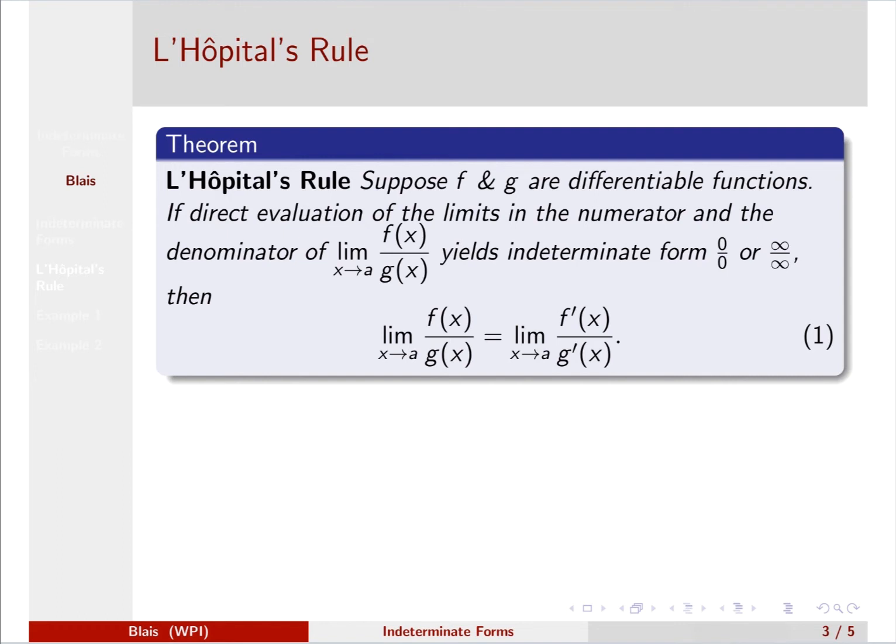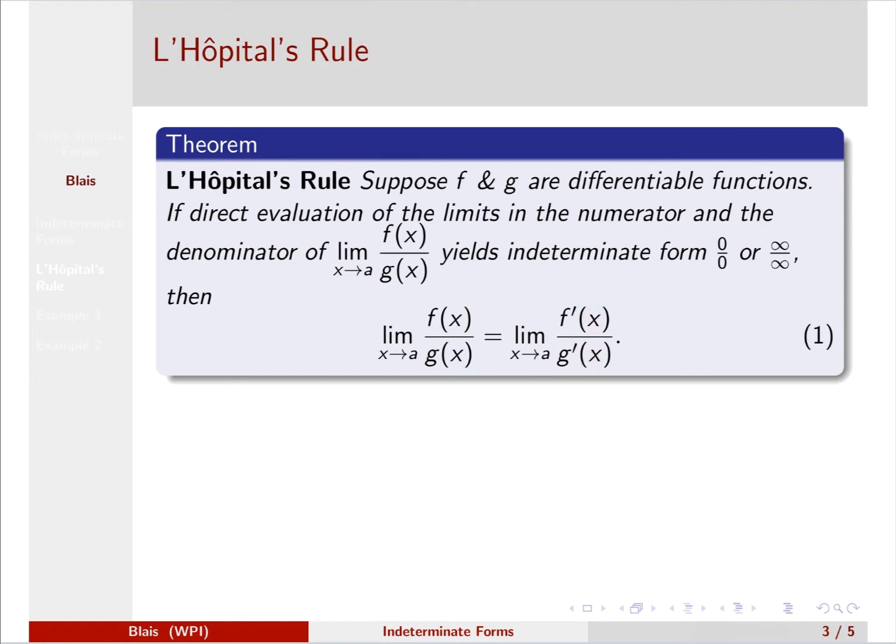And we have a rule that becomes very handy when they come up called L'Hopital's rule. L'Hopital's rule says if f and g are differentiable functions, L'Hopital's rule is a theorem that states the following. Suppose f and g are differentiable functions. If direct evaluation of the limits in the numerator and the denominator of this limit expression yields indeterminate form of 0 over 0 or infinity over infinity, then the rule is the limit of that quotient of f over g equals the limit of the quotient of f prime over g prime.